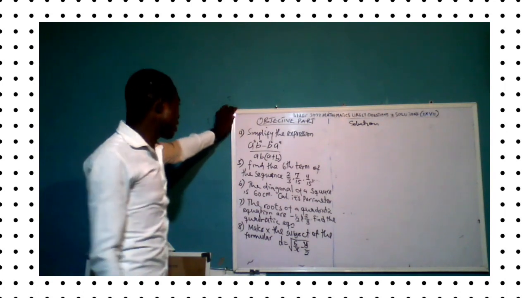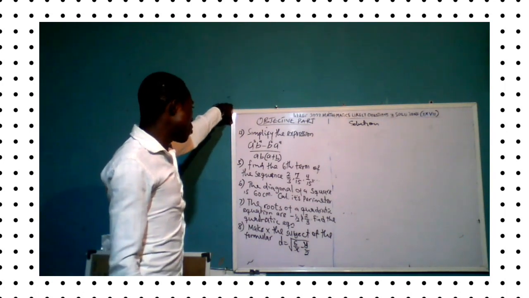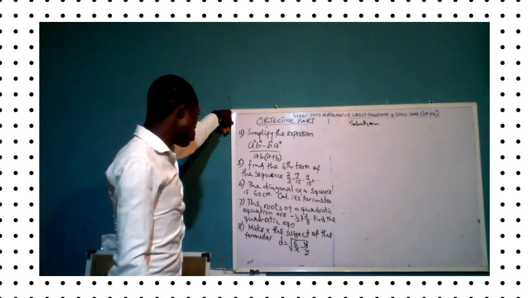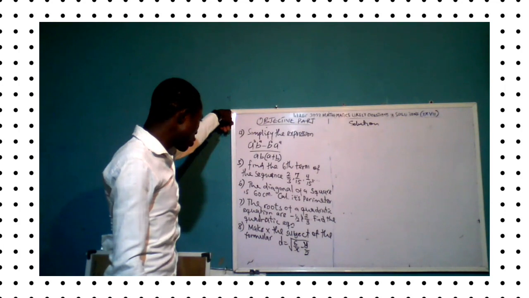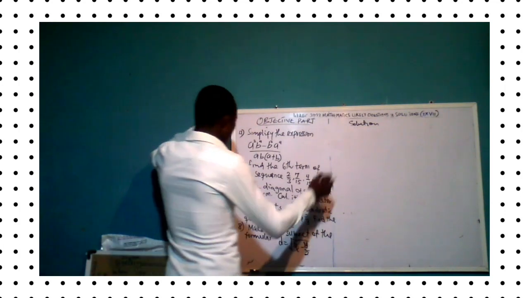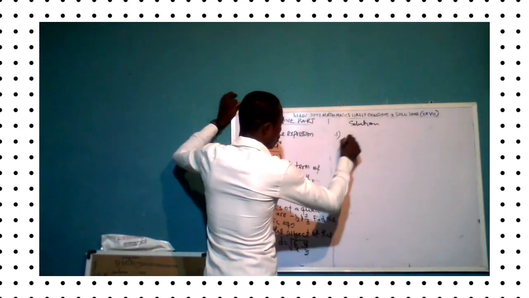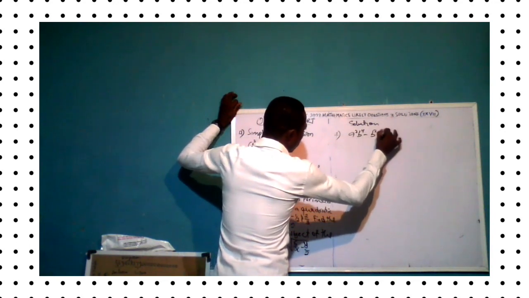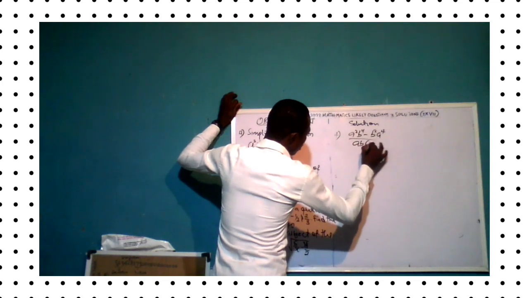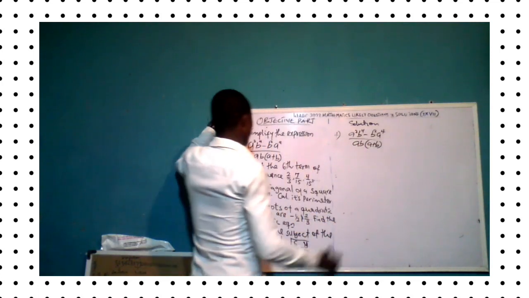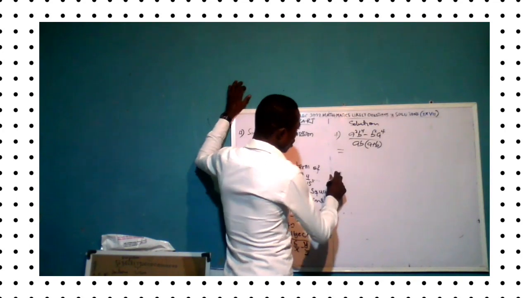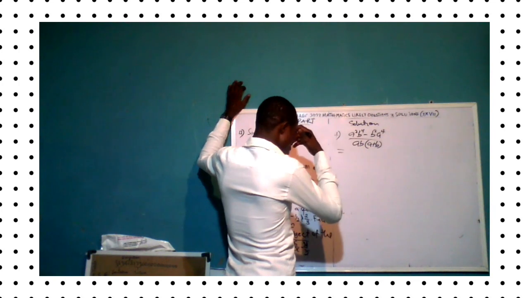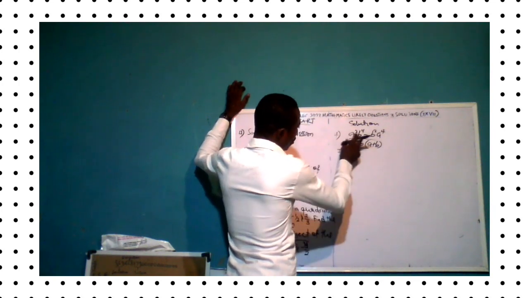Now let's take question number 4. In question number 4, we are asked to simplify the expression a squared b raised to power 4 minus b squared a raised to power 4, all over ab open bracket a plus b close bracket. This is equal to, now as concerning the numerator, you have to find the highest common multiple of this and this.